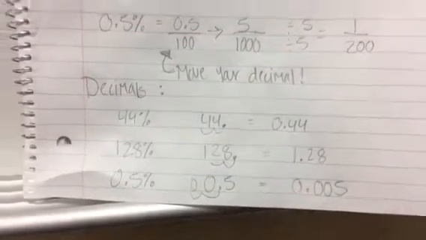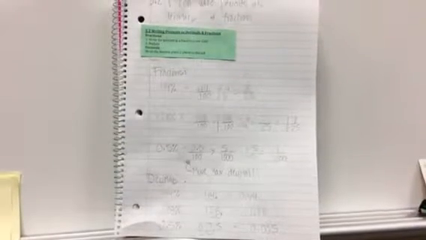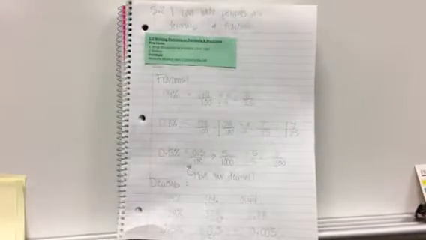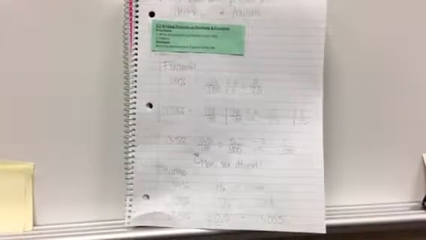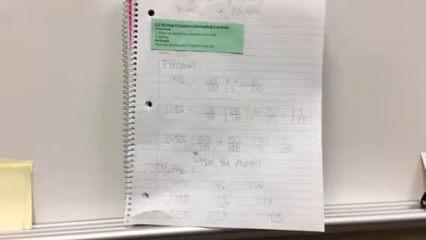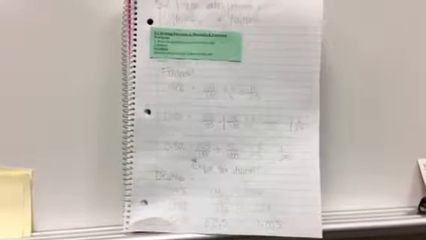Okay guys, so this is what we're working on today. None of it is overly difficult. Make sure that when you're working with fractions that you put it over 100 and then you simplify. With decimals, you're going to move it 2 places to the left. If you are confused, you can watch this video again. Go to the class website.